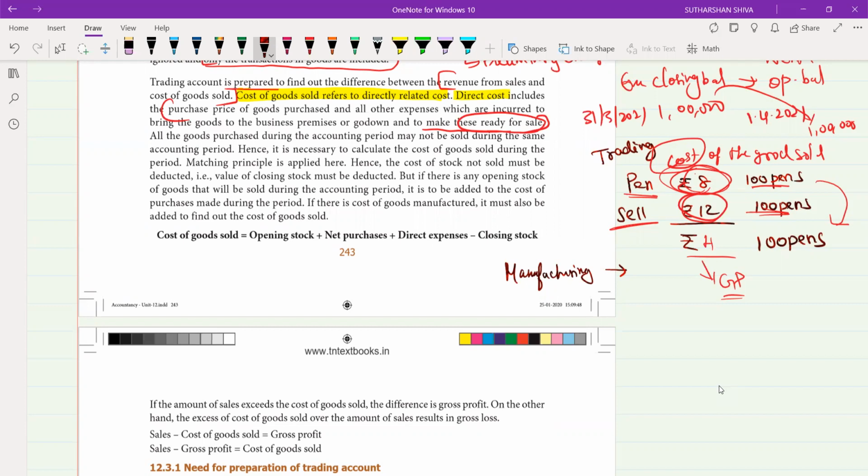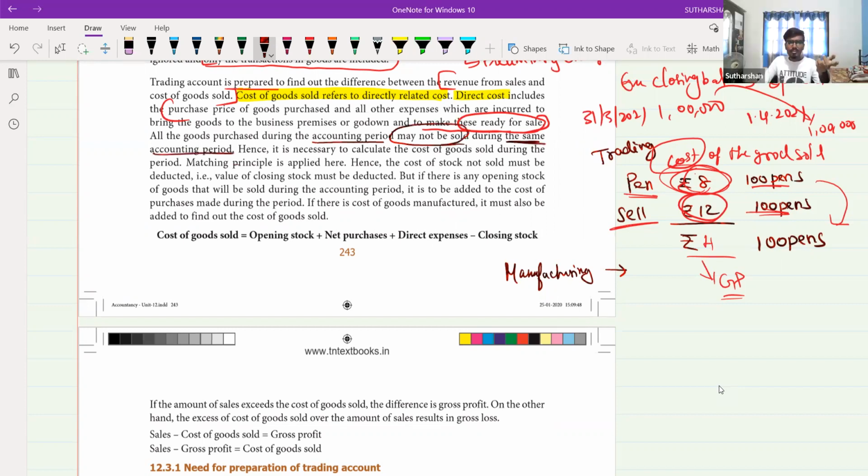All the goods purchased during the accounting period may not be sold during the same accounting period. Yes, obviously it is true. Suppose I am purchasing 100 bags of rice.